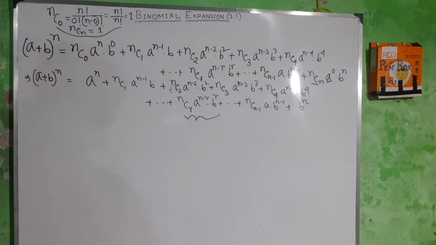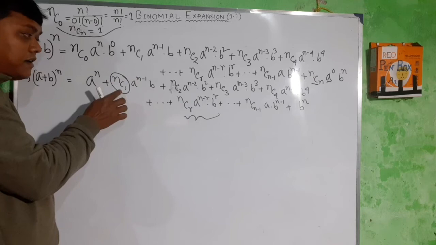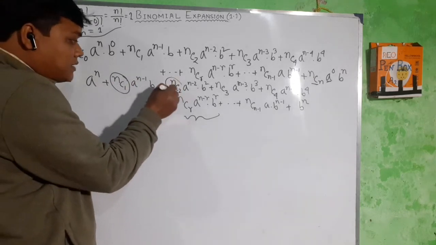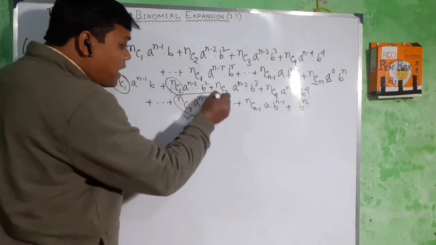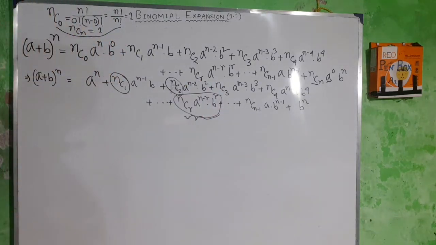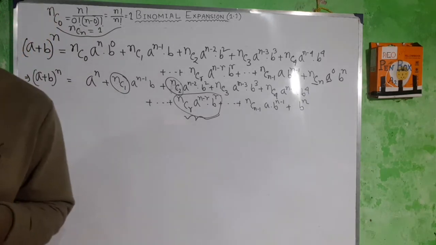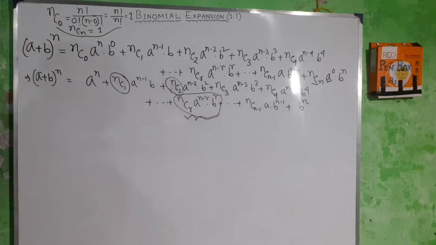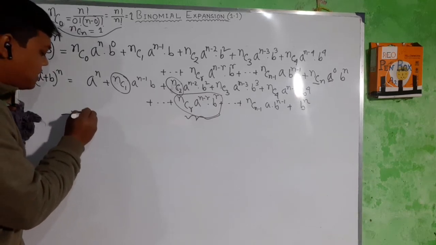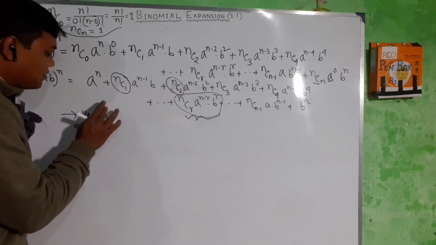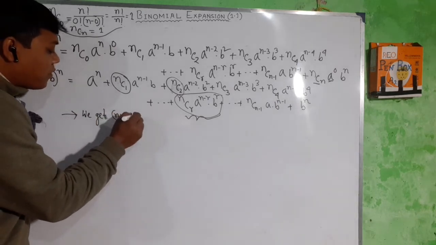And you see that this is your first term. When nC1 appears, this is the second term, and when nC2 appears, this is the third term. So what about this term? This is the (r plus 1)th term. Okay, so how many terms are present here? Because the index is n, we will get one more term, so that means n plus 1 number of terms. So for this expression we get n plus 1 number of terms.